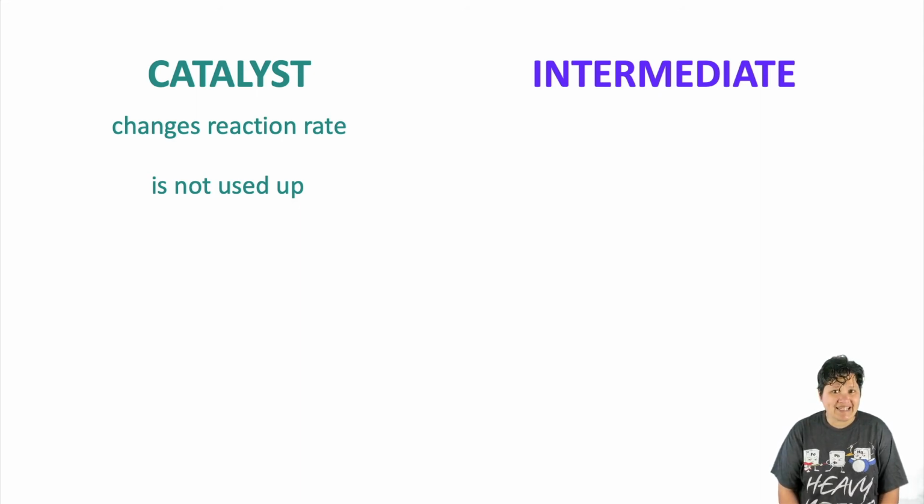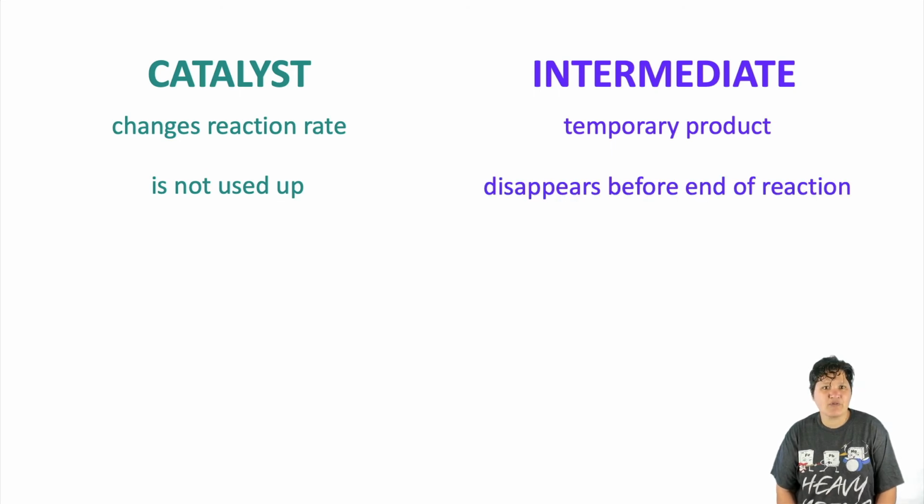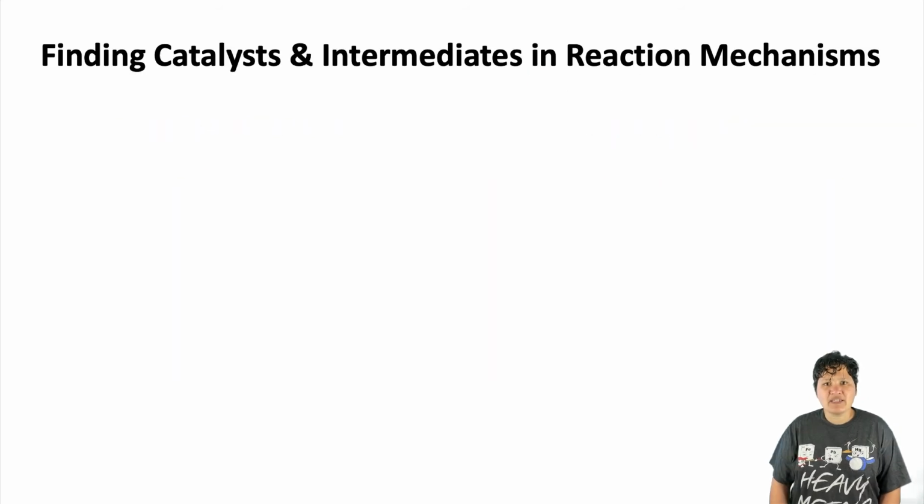An intermediate is a substance that appears during a reaction. In other words, it's the product of an elementary process, but it also gets used up before the reaction finishes. So there won't be any left at the end. So let's talk about using reaction mechanisms, the set of elementary processes that make up a reaction, to find catalysts and intermediates in a reaction mechanism.